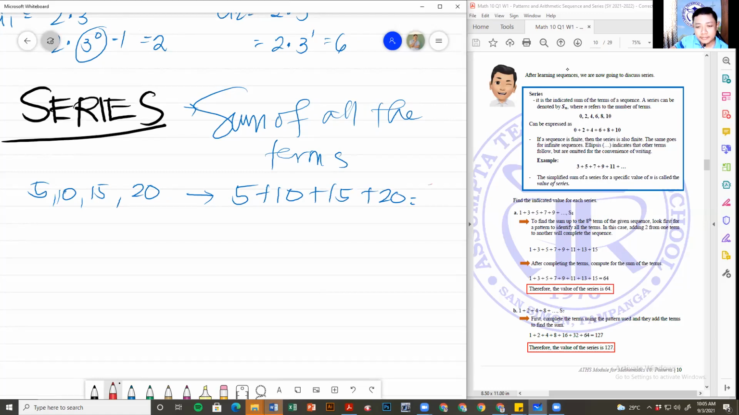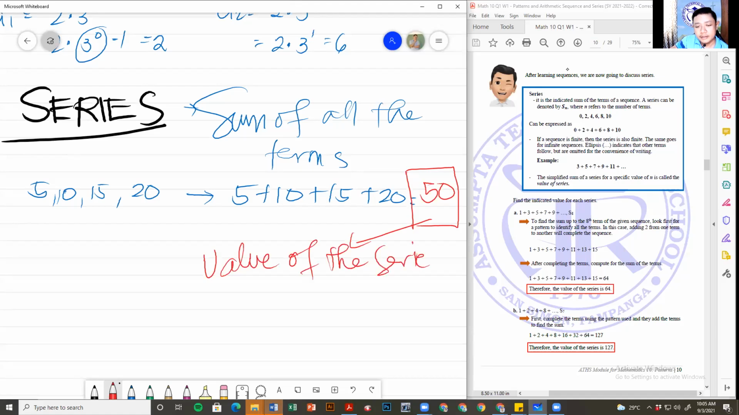Correct. And 50 now is the value of the series. Okay? That's it. Tapos na. So series, we will just be adding the number of all the terms in our sequence. And when you get the answer, that's the value of the series. Finish. Show a reaction based on how you understood that process. You just have to add. That's it. Very good.